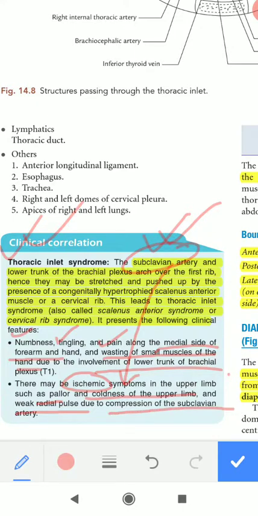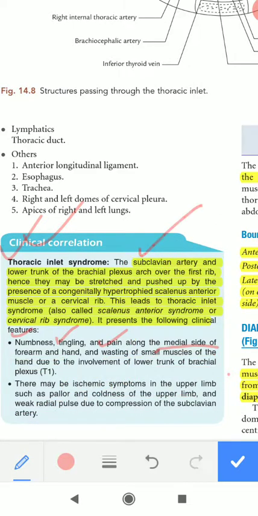Okay, so we'll get two kinds of features. One due to compression of the subclavian artery, and we will get some ischemic features and loss of radial pulses, and another feature we will get from the compression of the lower trunk of the brachial plexus, and we will get numbness, tingling and pain sensation along the medial aspect of the forearm and hand.